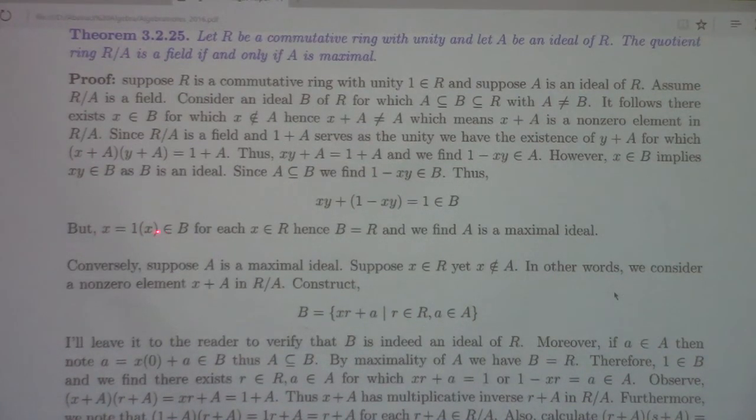Anyway, this little argument shows that x is in B for any x in R, which is to say that B is equal to R. So anyway, A is a maximal ideal. All right, so then the other direction.